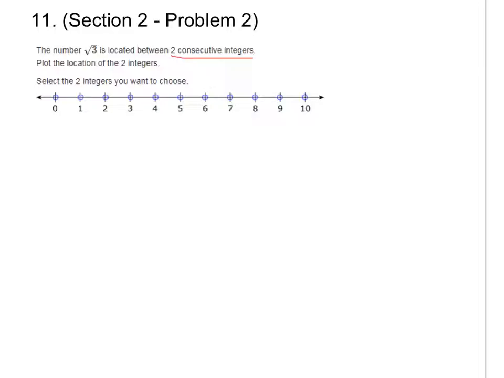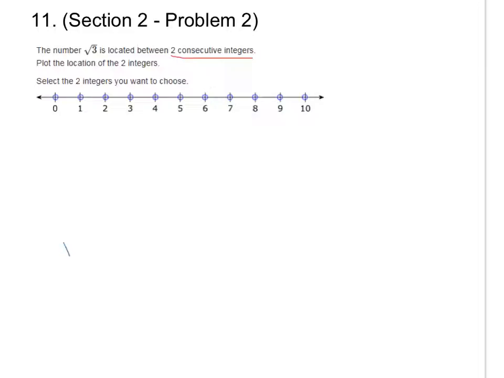So consecutive means two integers that come right after each other. So 6 and 7, or 3 and 4. We have to plot the location of the two integers. So the square root of 3, they have a number line already set up for us.